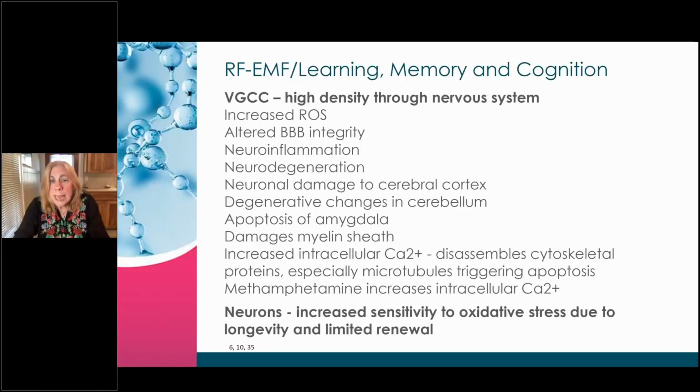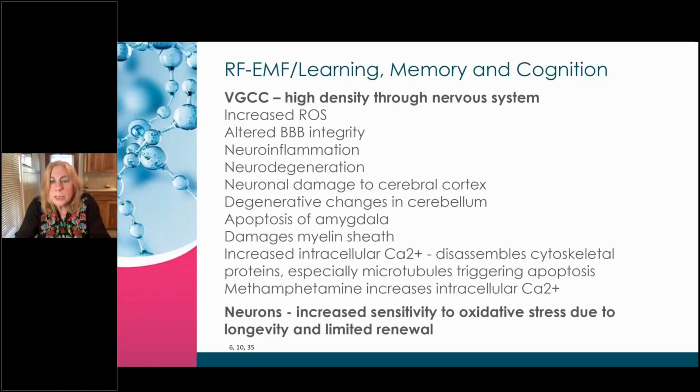So these voltage-gated calcium channels affect learning, memory, cognition. When they're stimulated, you increase reactive oxygen species, you alter the blood-brain barrier integrity, you increase neuroinflammation and neurodegeneration, you increase neuronal damage to the cerebral cortex, you see degenerative changes in the cerebellum, you see apoptosis of the amygdala, damages to the myelin sheath. This influx of calcium ions can actually trigger apoptosis. So it causes excitotoxicity, just like methamphetamine causes excitotoxicity.